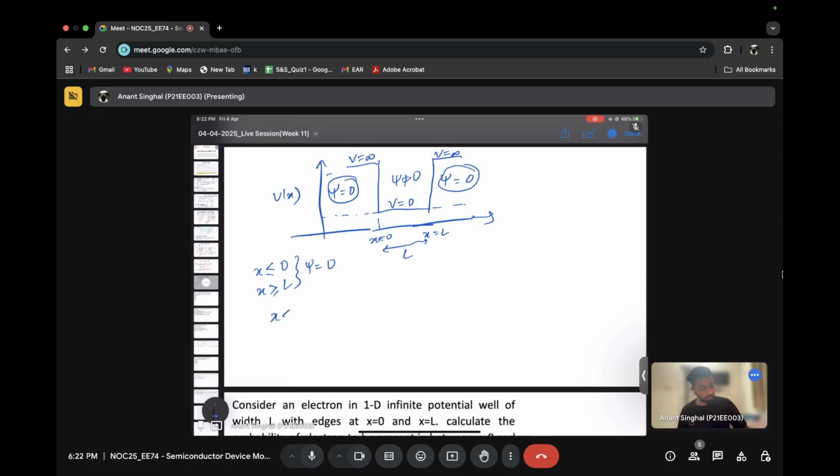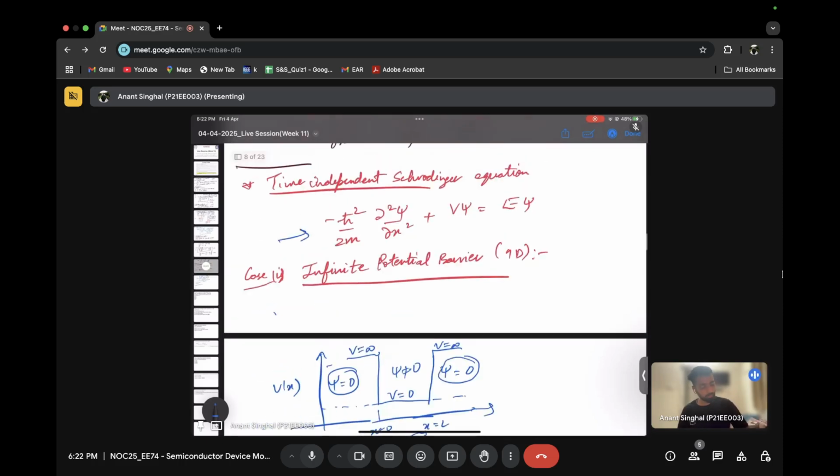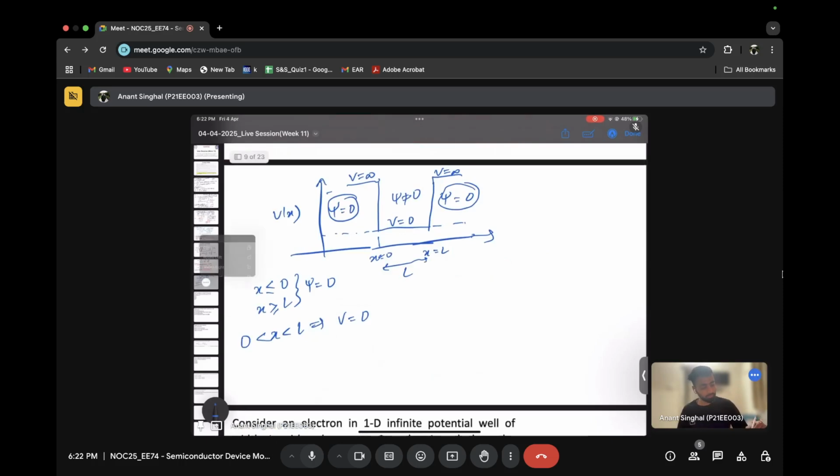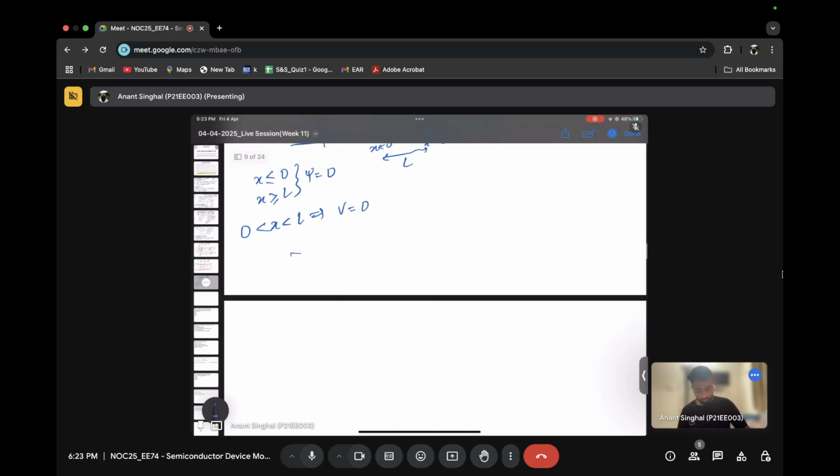And inside that, we have considered the potential to be 0. So using this, we'll solve the above equation. We'll feed in all the values that we have. So it is minus h bar squared by 2m d2 psi by dx2 plus V psi equals E psi. Inside the box, the potential is 0, so this term will go away, right? So it will be minus h bar squared by 2m d2 psi by dx2 equals E psi. Any doubt in this?